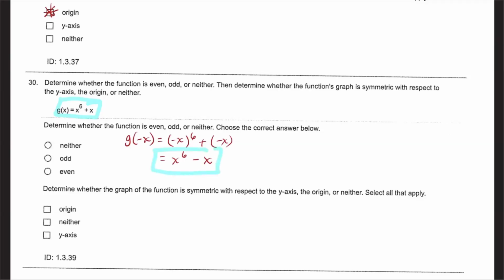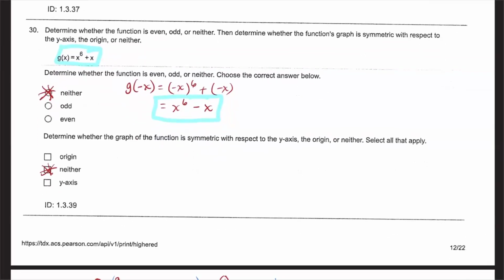Compare the signs. In the original function, x to the 6 is positive. In the second function, x to the 6 is positive. In the original function, x is positive, but in the second function, x is negative. So when some signs change and some signs don't, we say the function is neither even nor odd. Neither, so it's not symmetric, because all of the signs didn't change and they all did not remain the same. Some changed and some didn't. That means neither. So you have to investigate the signs.